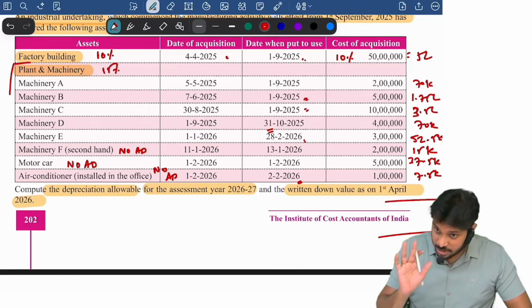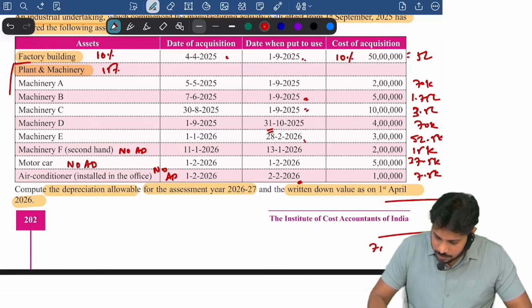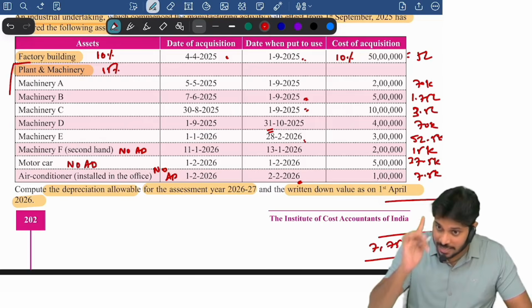Only plant and machinery: 70,000, 1,75,000 plus 3,50,000 plus 70,000 plus 52,500 plus 15,000 plus 37,500 plus 7,500 is equal to 7,75,000, the total depreciation on only plant and machinery.